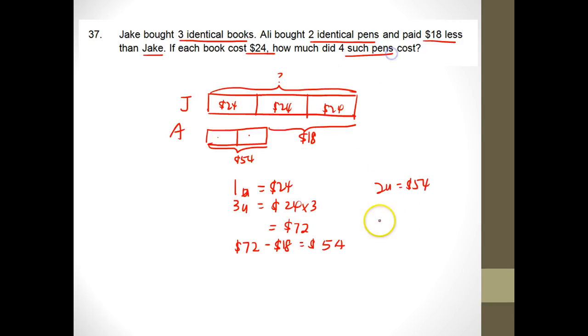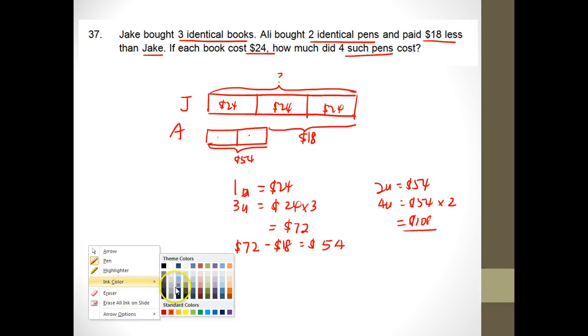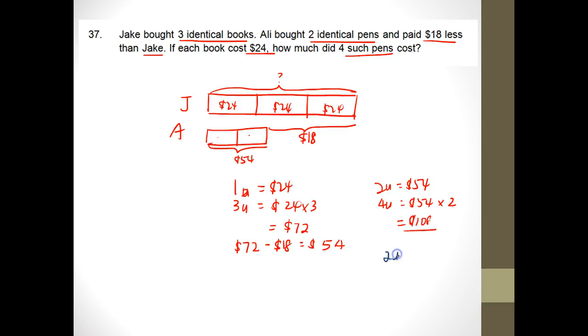I can find 4 pens, so 4 units will be 54 times 2, which is $108. Alternatively, I can take, let's change the color, 2 units is 54. 1 unit will be 54 divided by 2. 54 divided by 2 is $27, and 4 units will be 27 times 4, which is also $108.